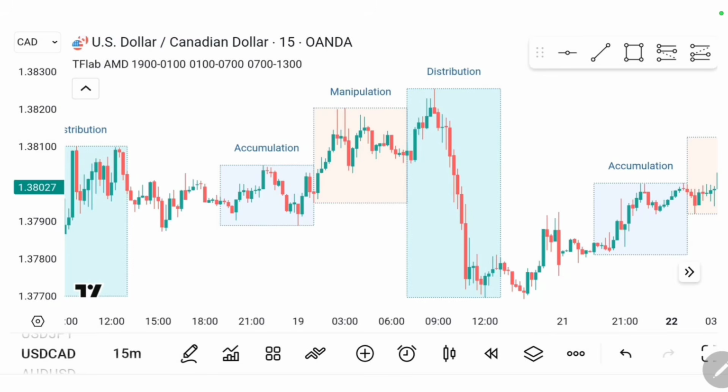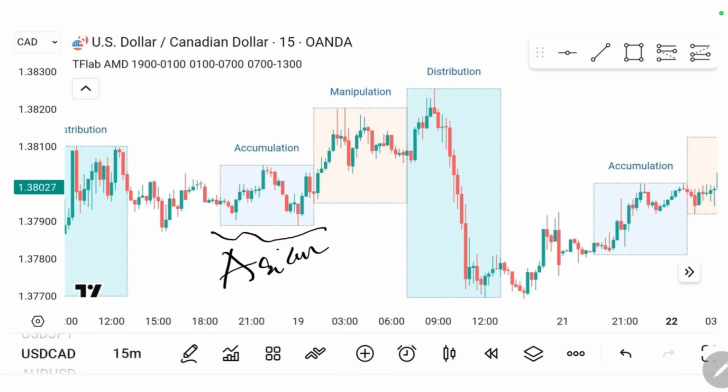Now, accumulation, manipulation, and distribution refers to the market cycle every day. This is the behavior of the market day in and day out. The market begins with an accumulation, and the accumulation happens at the Asian session. What does this mean? At the Asian session, the market will consolidate, and that is the accumulation of orders by the institutional traders.